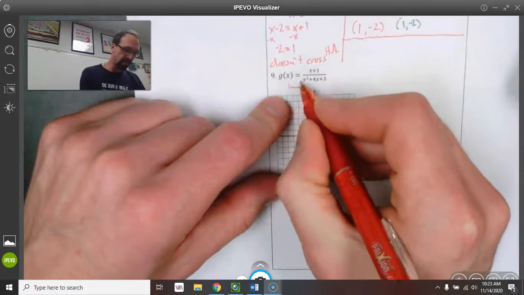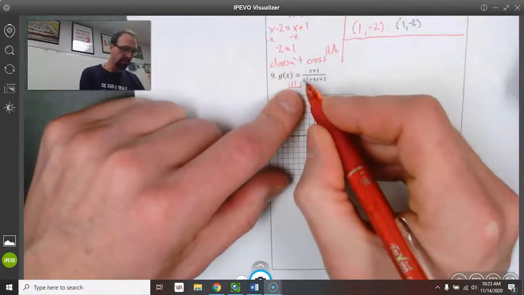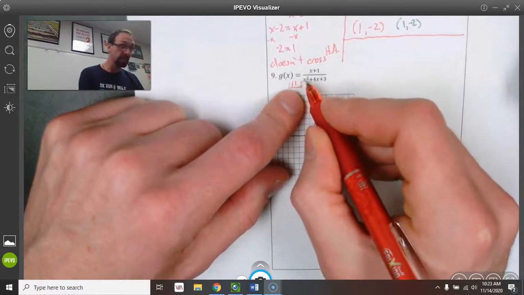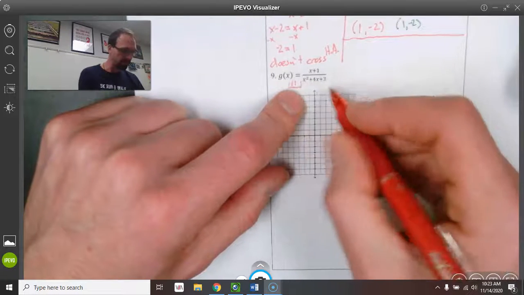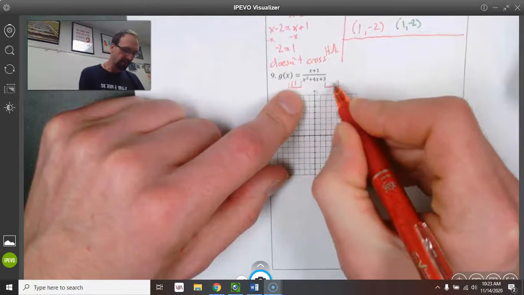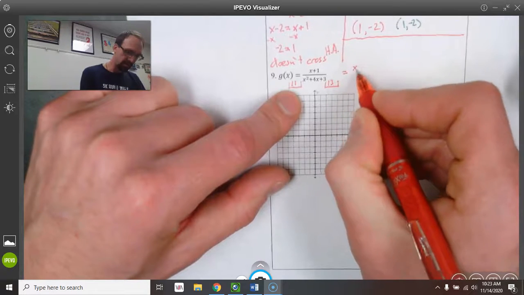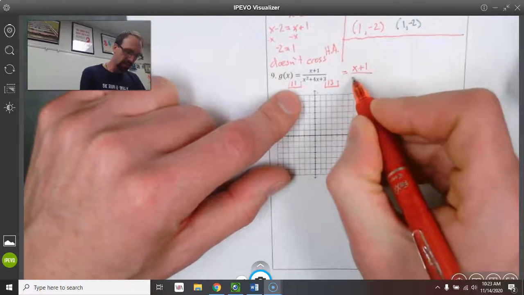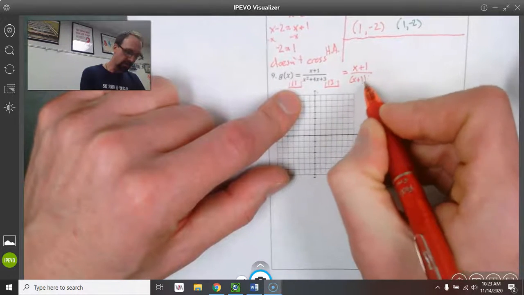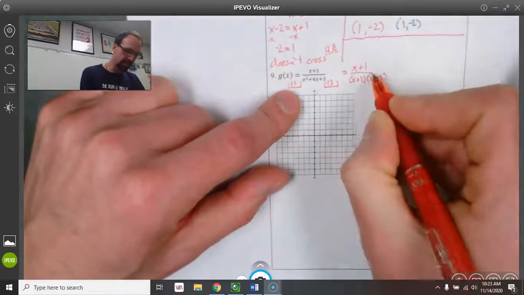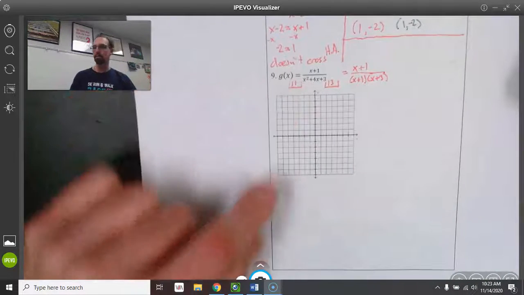So the factors of my numerator are 1 and 1, my factors of my leading coefficient, and then my factors of my constant are 1 and 3. So I know that this is going to be g of x equals x plus 1 over x plus 1 times x plus 3. Now that I have this, I can go through each of my parts.